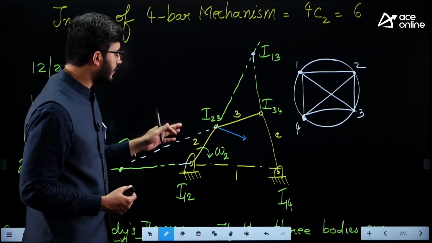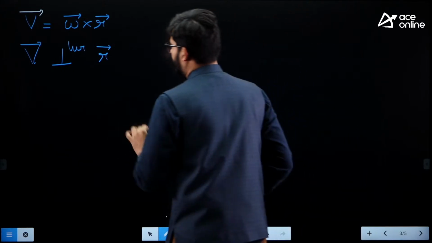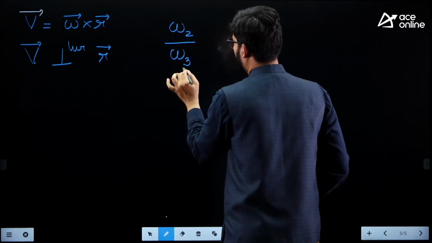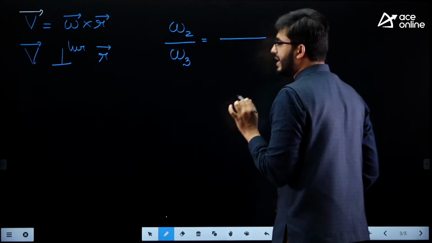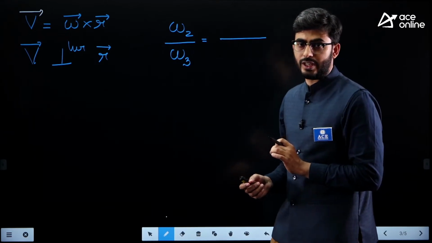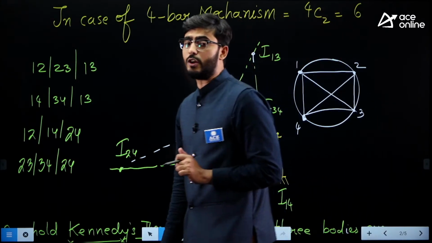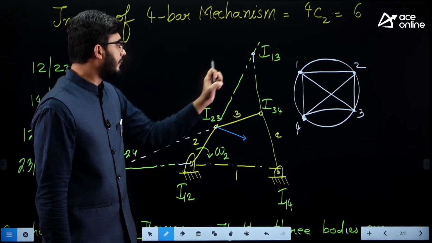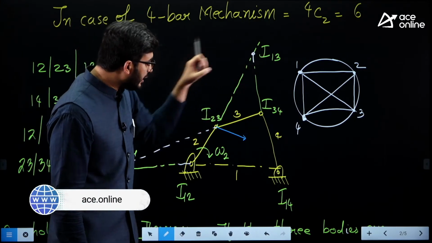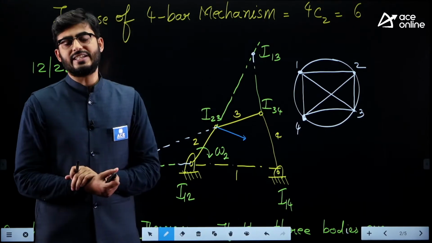Now we can apply the velocity theorem for this. So how to write that? It is very easy. If I'm interested in calculating the ratio of velocities omega 2 by omega 3, I need to measure the distances from the center of rotation, not from the relative I center, from the center of rotation. What is the center of rotation for link number 2? It is known, that is I12, and the center of rotation for link number 3 is I13. From the centers of rotation, we need to measure the radial distances towards the relative I center.